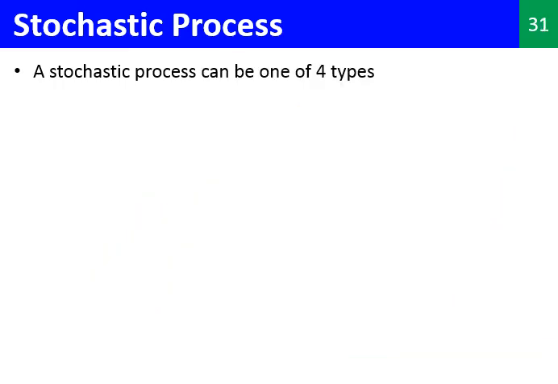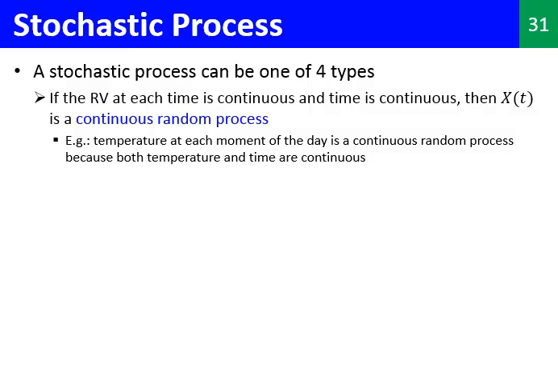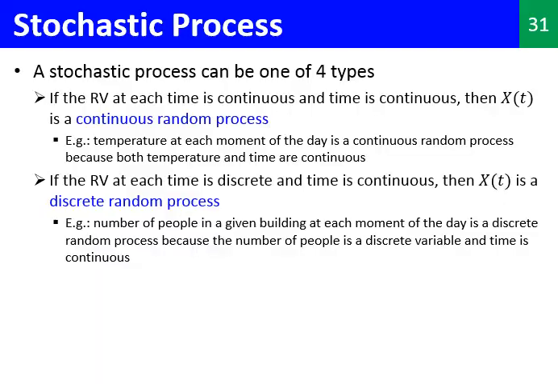So there are four types of stochastic processes. First, we have continuous random processes. So in that, the random variable is continuous as well as the time is continuous. For example, if we consider the temperature at each moment of the day, we see that the temperature is continuous and the time is continuous. Next, we have discrete random processes. So the random variable has discrete values while the time is continuous. For example, if we count the number of people in a given building at each moment of the day, then that is going to be discrete while time is continuous.